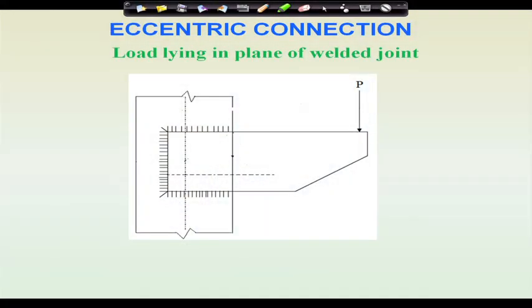Hello. Today I will discuss eccentric connections where the load is lying in the plane of the joint, using weld connections. Here, fillet weld will be used for the connections. In the case of load lying in the plane of the joint, two types of stresses come into the picture on the weld. One is due to direct force, which gives shear stress. The other comes due to eccentricity, which is the stress due to moment.